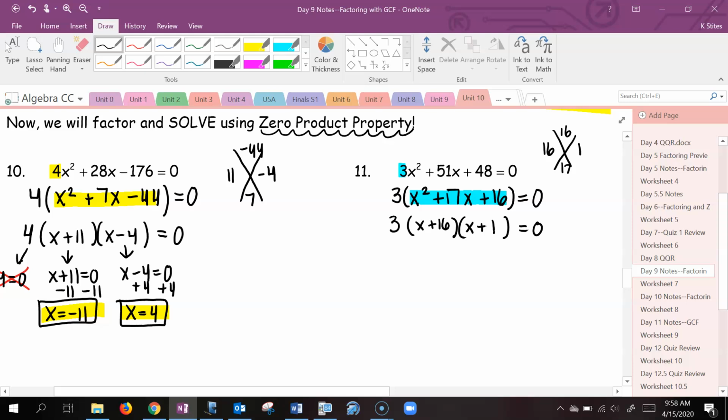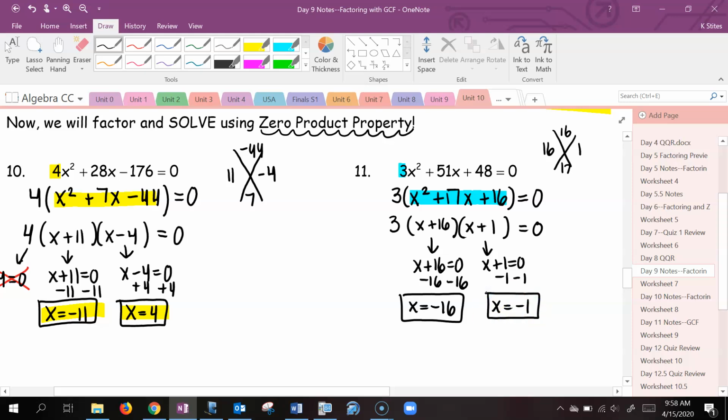Step 3, I'm doing my zero product property. So again, only set what has an x equal to 0. And you do have to go in this order, okay? You can't skip any of these steps. And then we'll solve. Okay, and again, these values are representing the zeros of our parabola. So if you were to go ahead and graph this, you would get x-intercepts at negative 16 and negative 1.